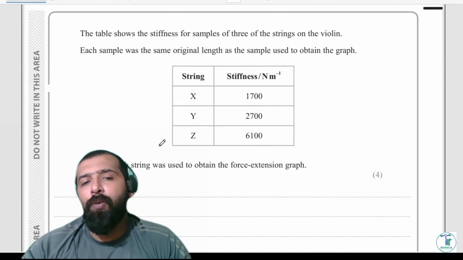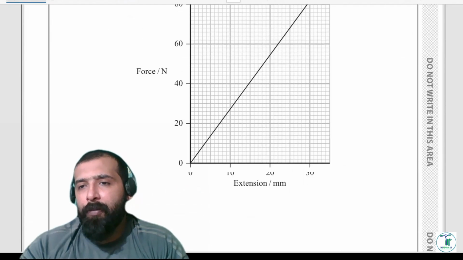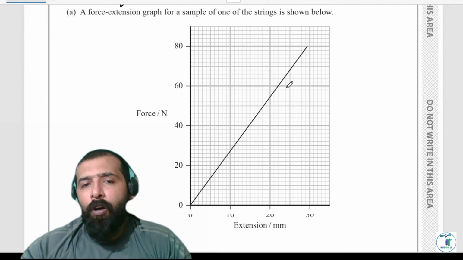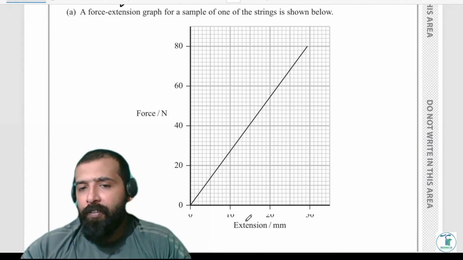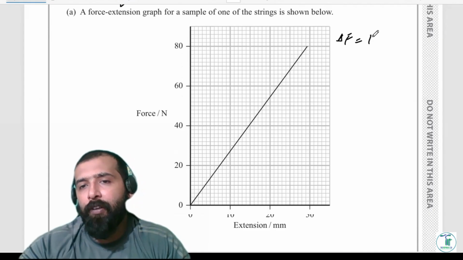We need to deduce which string was used to obtain the force extension graph. So what does that mean? We just need to calculate the value of K from the graph. You can see that you've got the force and the extension, and there is Hooke's law, which states that delta F is equal to K delta X.